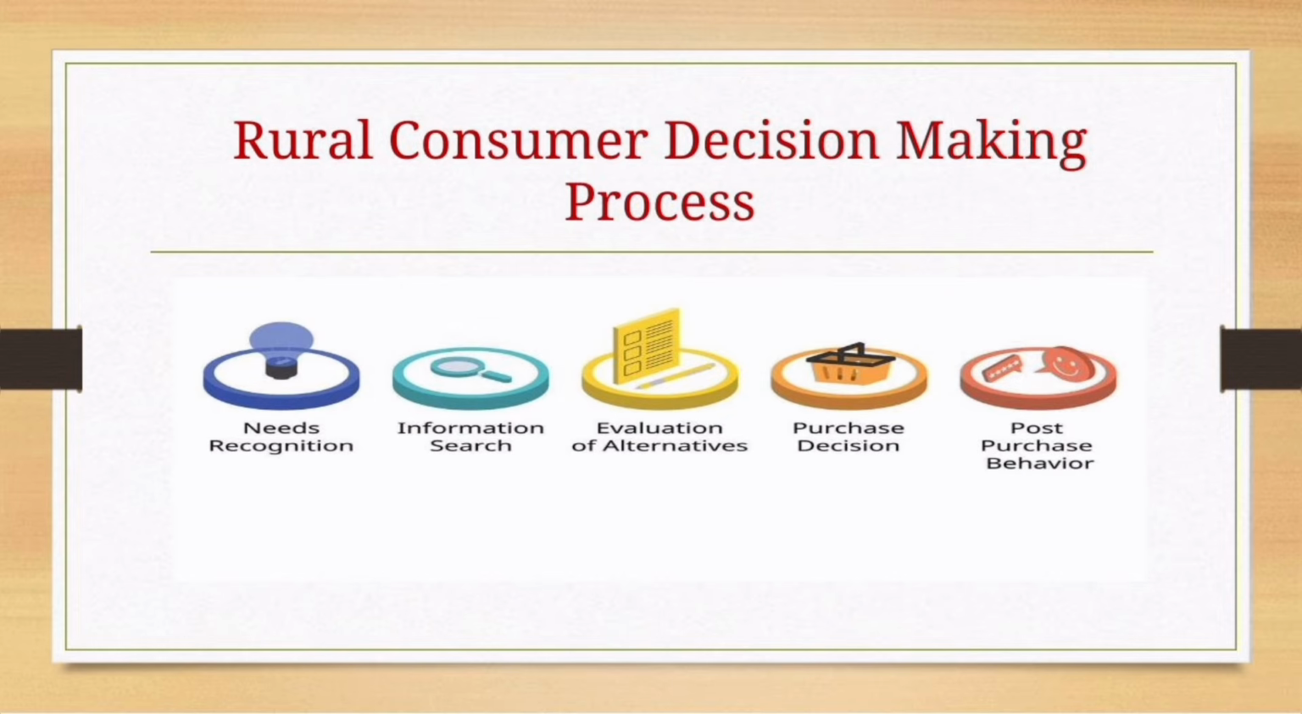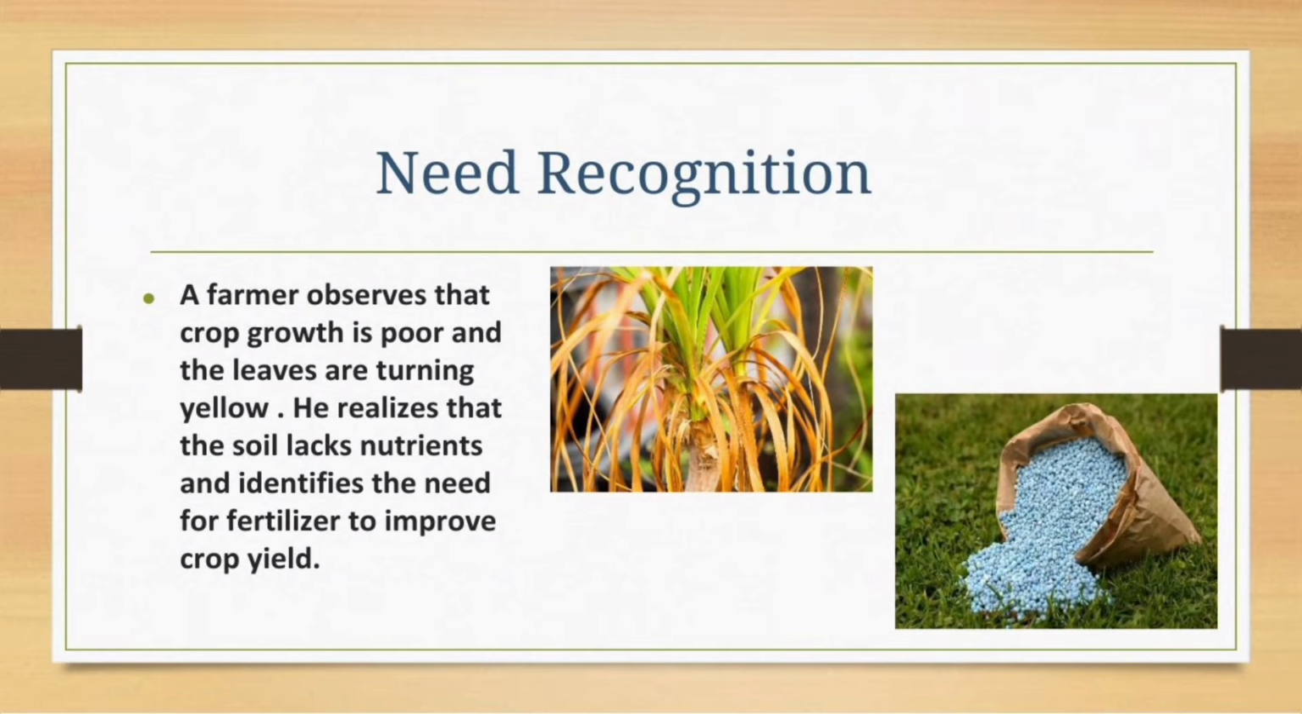Let's start the story. First of all, a farmer owns agricultural land and cultivates crops on it. When the crops do not grow properly and the leaves turn yellow, he realizes that there is a problem. To solve this problem, he feels the need to use fertilizer to improve crop growth and yield. This stage is known as the need recognition stage in the rural consumer decision making process.